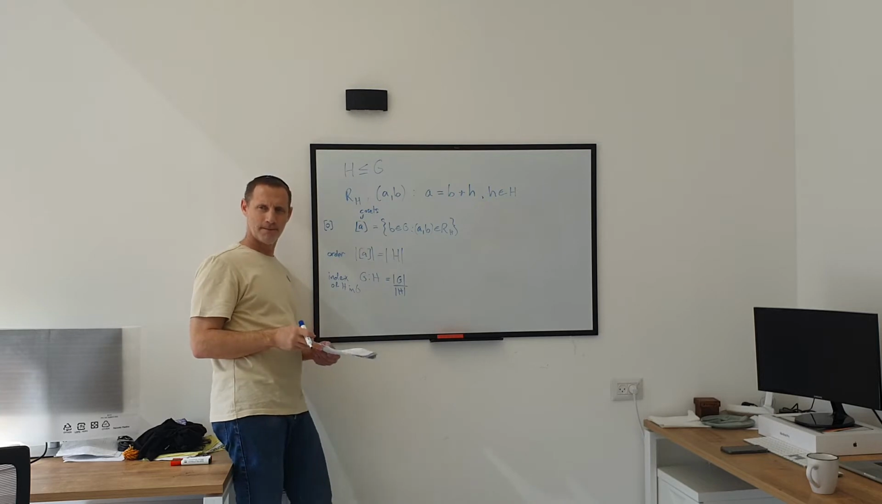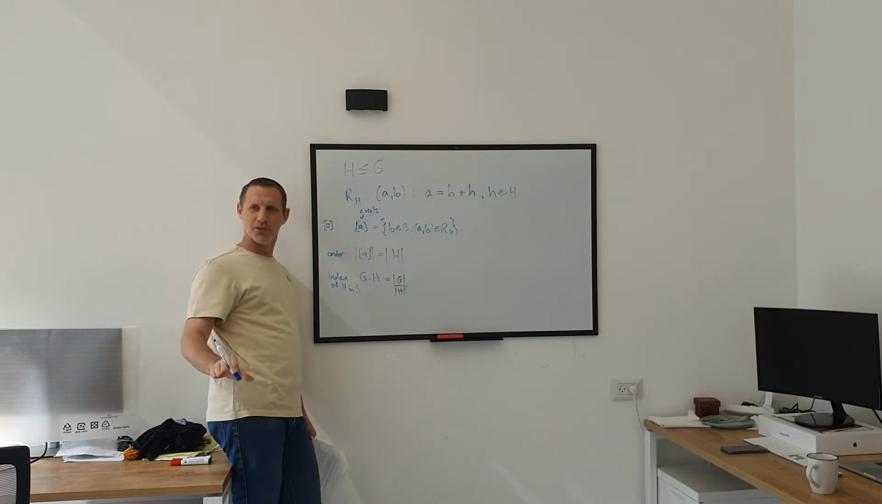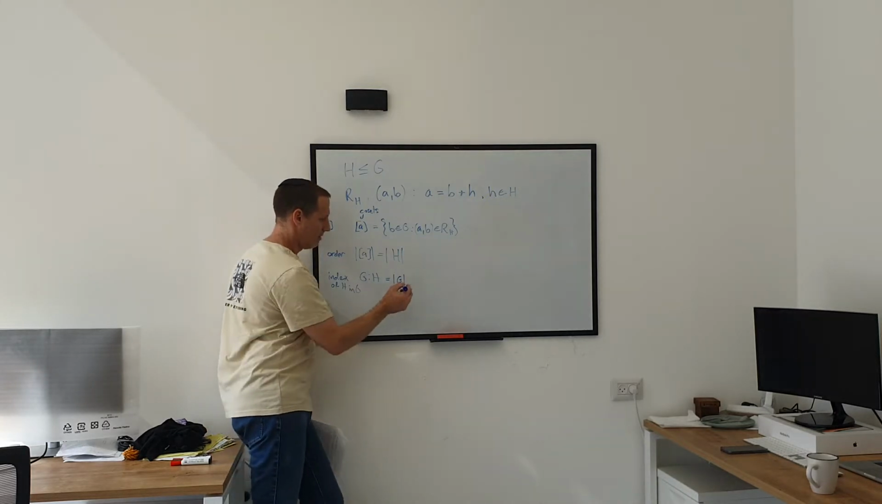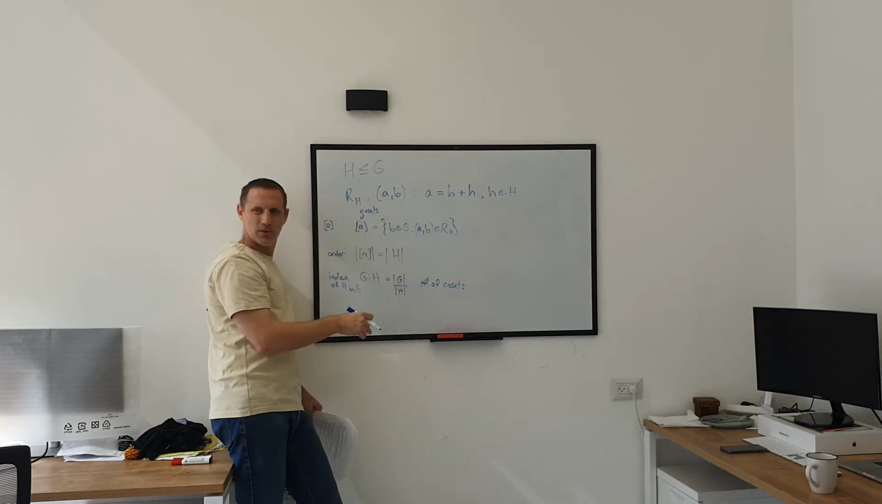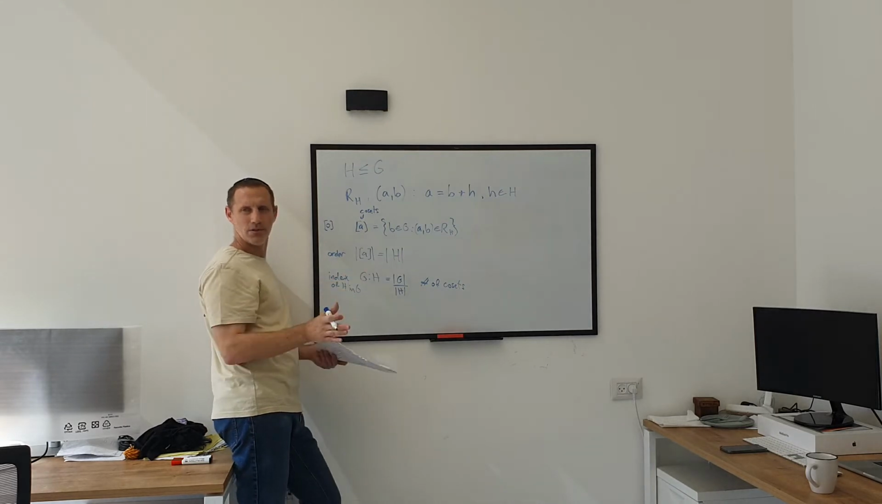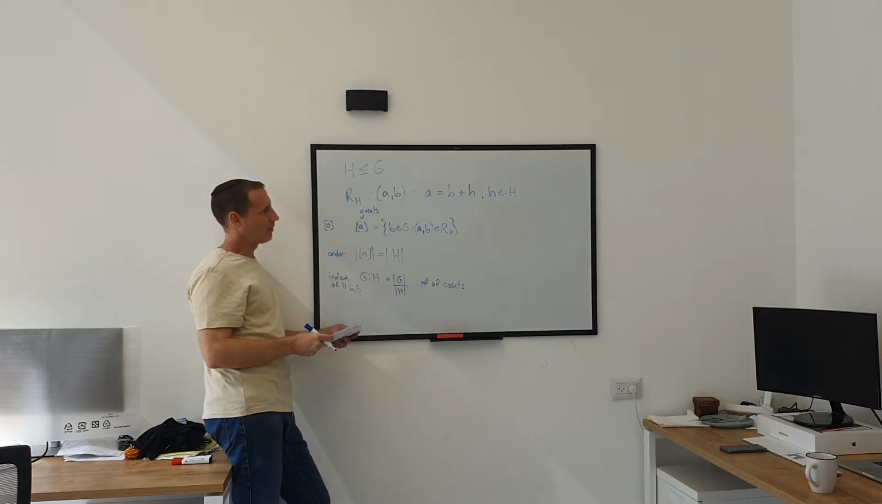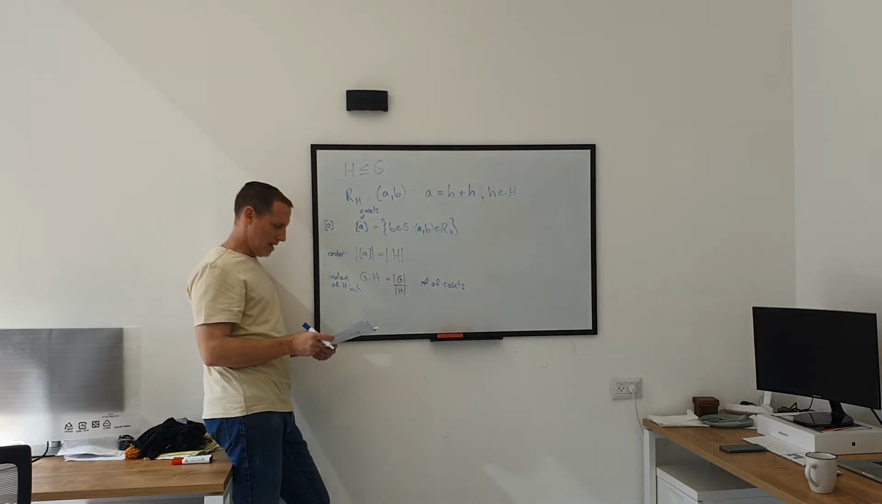So the index of H in G is the number of cosets. Exactly. We can also say that it's the number of cosets of H in G, generated by the coset relation. Exactly. Okay.